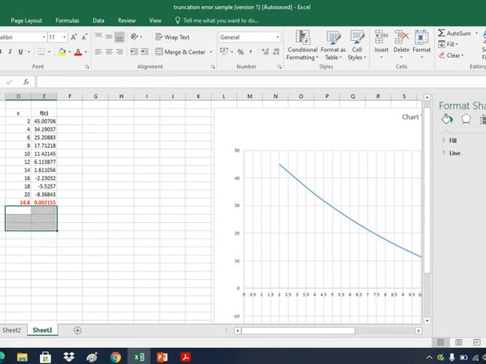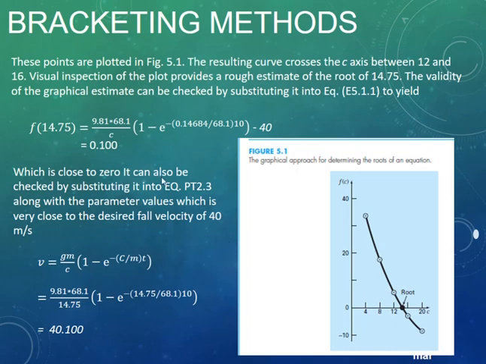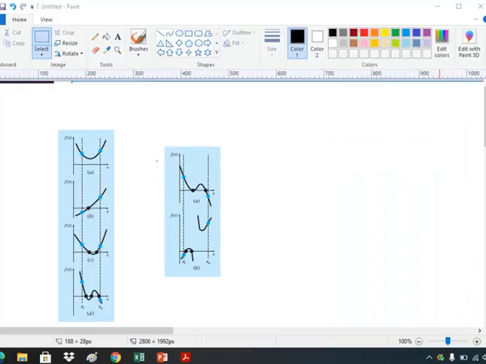Okay. And for the solution sa book, almost equal to 0. Then, we will substitute the value of c or drag coefficient to the original equation. So we can compute the value of velocity that is equal to 40.1 something, which is very close to the desired velocity of 40 meter per seconds. Okay, so madali lang yung graphical methods, no, but graphical techniques are of limited practical value because they are not precise.